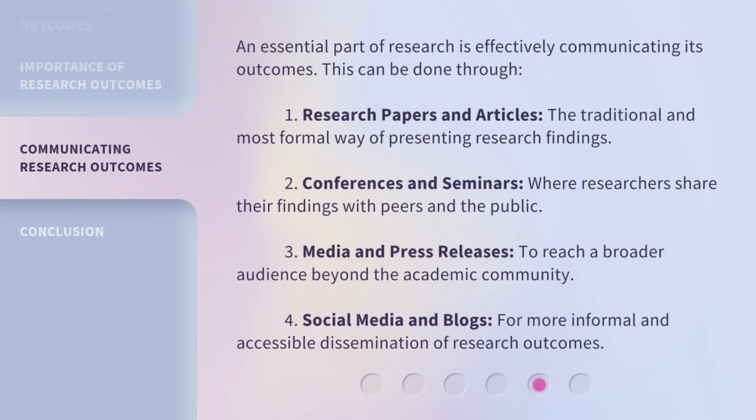An essential part of research is effectively communicating its outcomes. This can be done through: 1. Research papers and articles, the traditional and most formal way of presenting research findings. 2. Conferences and seminars, where researchers share their findings with peers and the public. 3. Media and press releases, to reach a broader audience beyond the academic community. 4. Social media and blogs, for more informal and accessible dissemination of research outcomes.